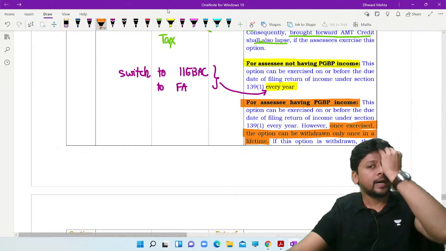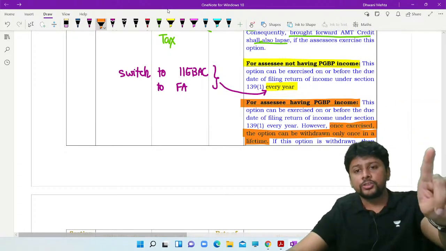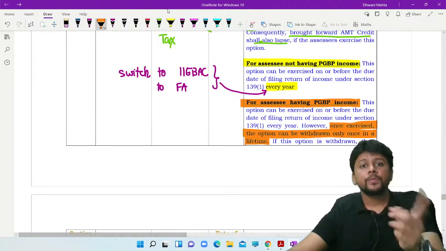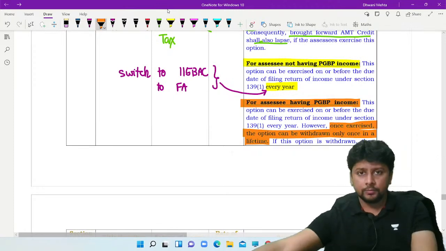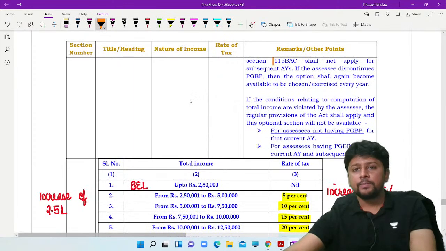Domestic companies, though, are not allowed to withdraw in the two sections that we saw. Individuals, HUF, they can withdraw, but they can withdraw only once. If you withdraw this once in your lifetime, then 115 BAC will not apply to you for subsequent years.